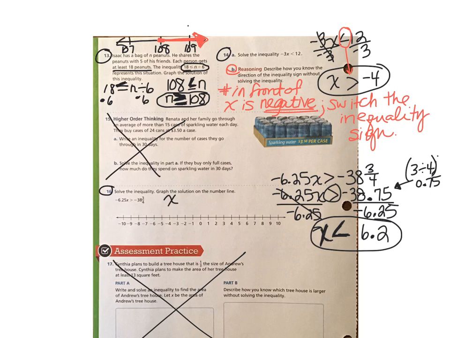Because x is not a whole number, I have to be careful about how I show this on the graph. So here's my solution to the inequality, and now I'm going to graph that on the number line. So 6 and 2/10 is somewhere after the 6 and before the 7, and it's less than, which means I'm going to be shading to the left. Get my little eraser out here and clean up those lines.